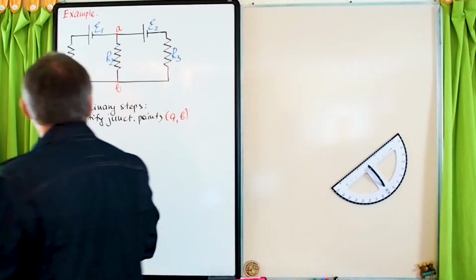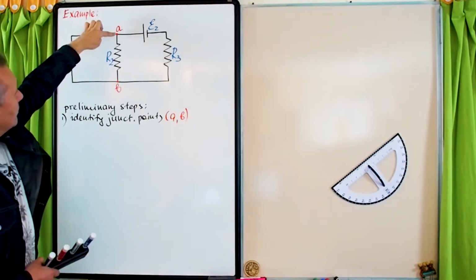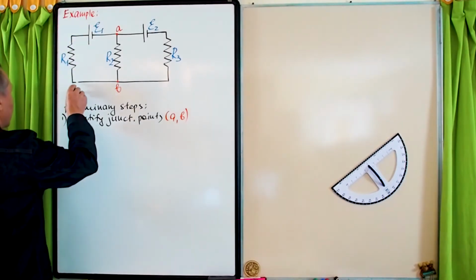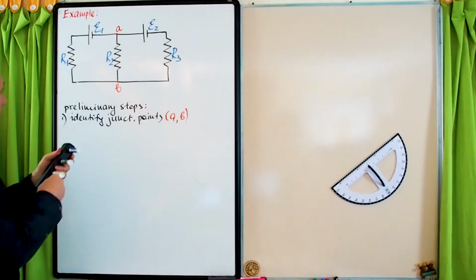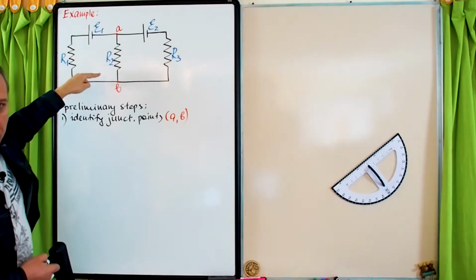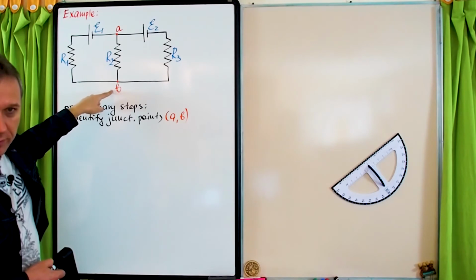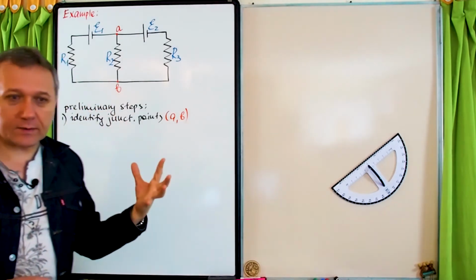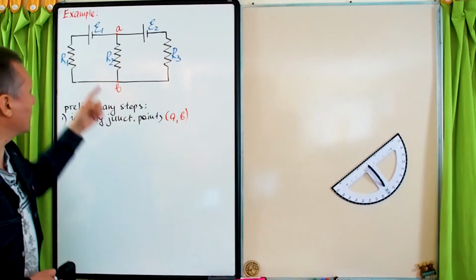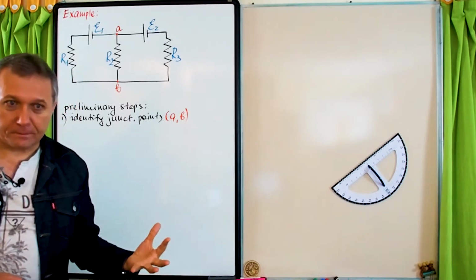So if we look at this part of the circuit between point A and B, this branch, there are no junction points. Again, between A and B in this part of the circuit, there are no junction points, right? So it means that current stays the same.